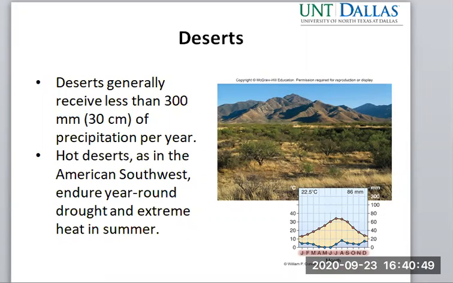Talking about the deserts, that's also one kind of biome. They generally receive less than 300 millimeters, or we can say less than 30 centimeters of precipitation per year. Hot deserts, as in the American Southwest, endure year-round drought and extreme heat in summer. So you can see that they almost have very high temperatures all the time, almost every month.